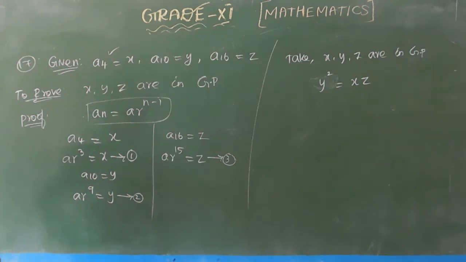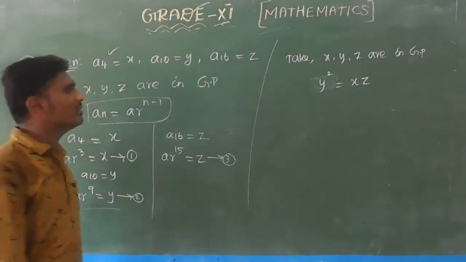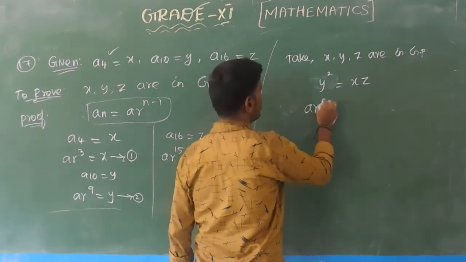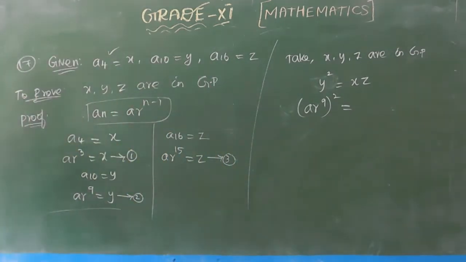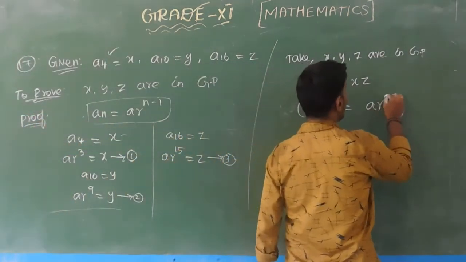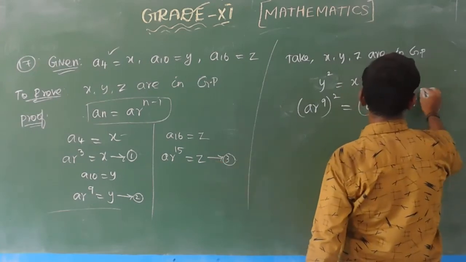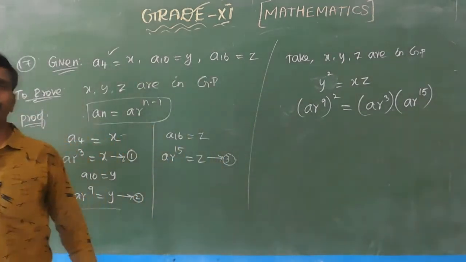Yes, student. Now you have the value of y as ar power 9, the whole square, which is equal to the value of x, ar cube, into the value of z, ar power 15.